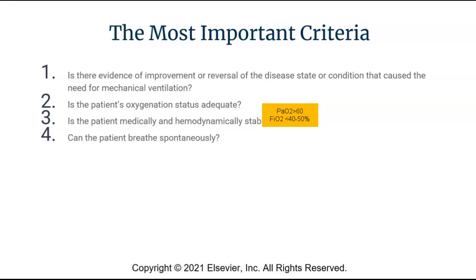So I want that oxygen status. Most weaning protocols that I know of want that FiO2 to be below 40% before you take the patient off the vent. So usually they want their FiO2 to be less than 40 to 50%. We want our PEEP to be less than 5 to 10.